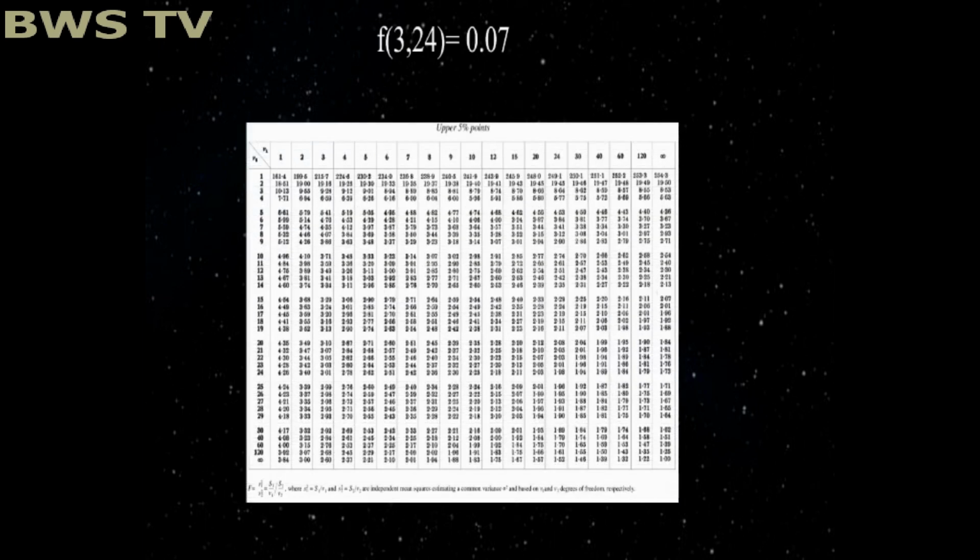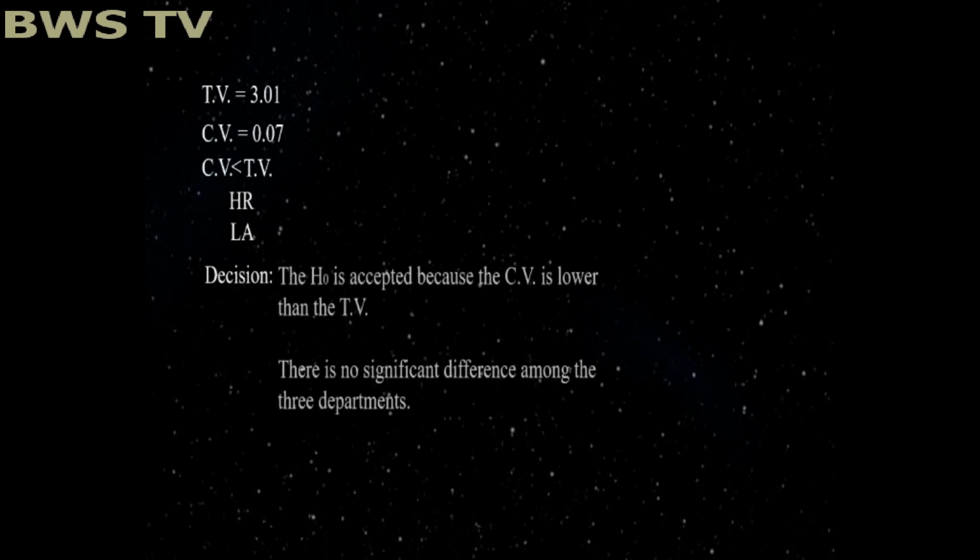Let's take a look at our tabular value. On column 3 and on row 24, the intersection point is at 3.01. Then let's make our decision. We have the TV of 3.01, the CV of 0.07. Let's compare both numbers and apply the HRLA. And then we finally have the decision that the HO is accepted because the CV is lower than the TV, and there is no significant difference among the groups.